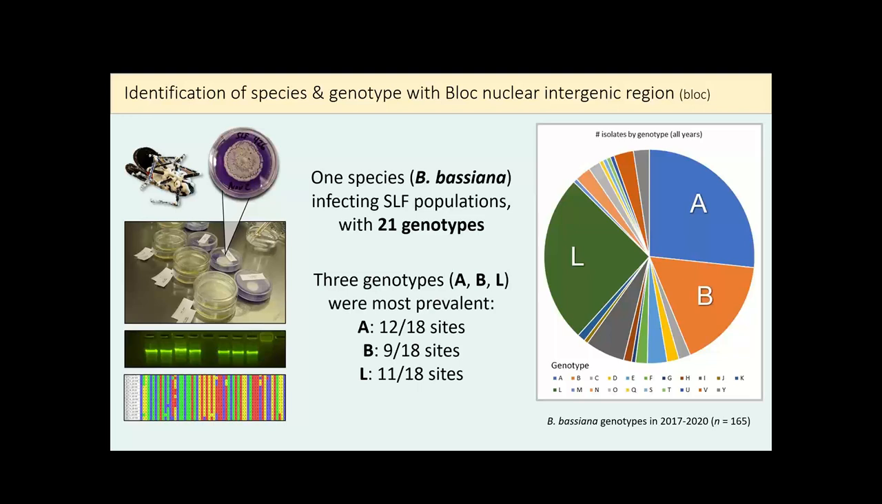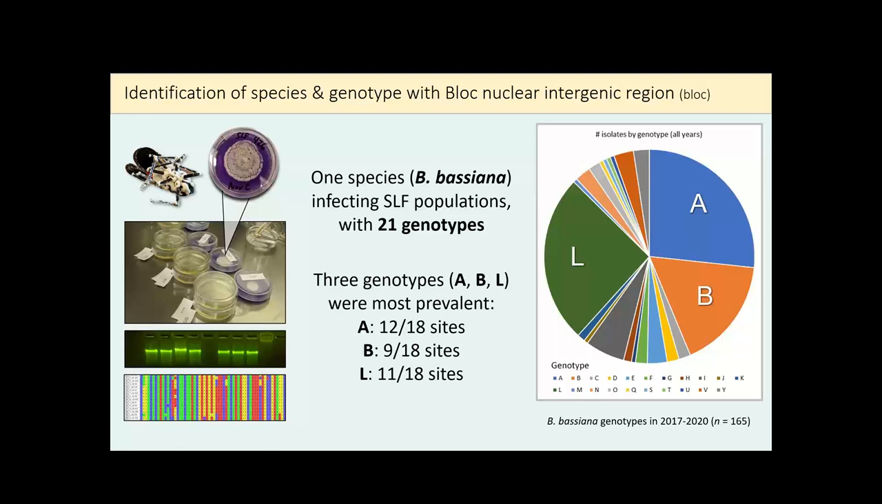The cool thing, though, is we found 21 different genotypes. I'm just giving these letters of the alphabet based on the date. These are not official genotype names from any kind of organization. They're just how I organize my data. What was interesting was that out of about 165 samples, 3 genotypes popped up the most. They were coded as A, B, and L. Those are the strains that we looked at further in 2021.